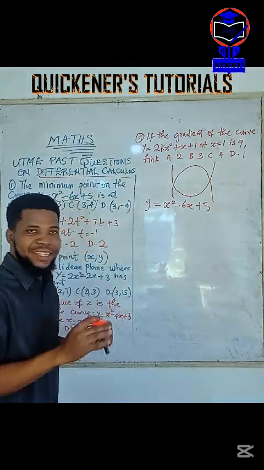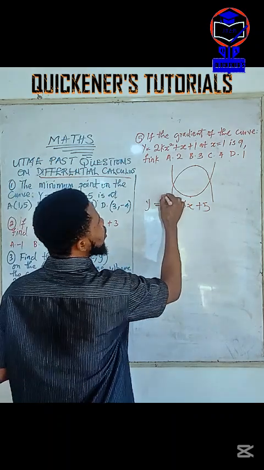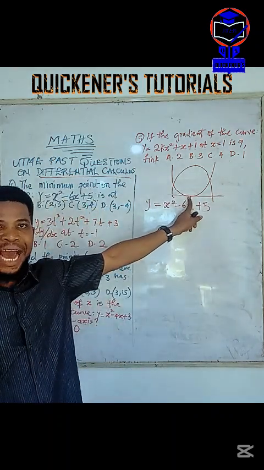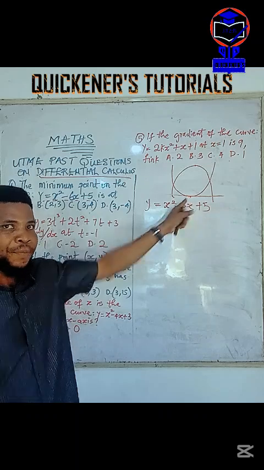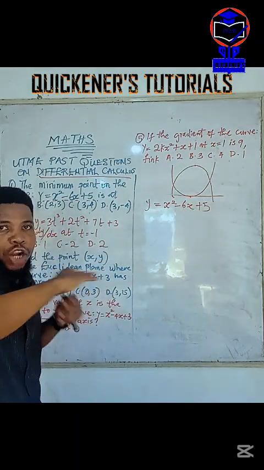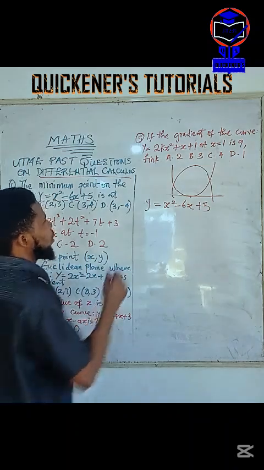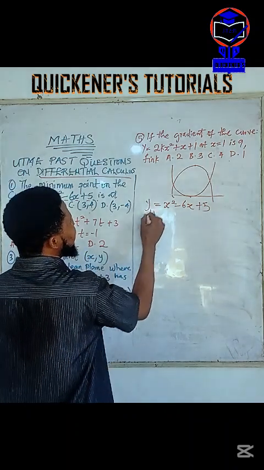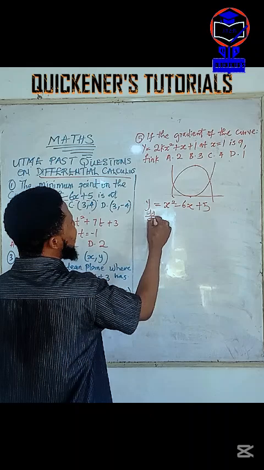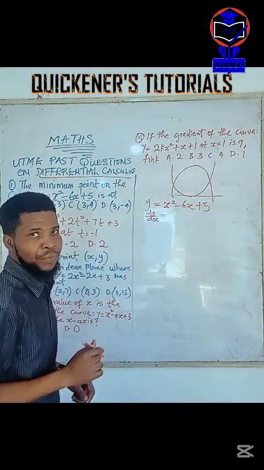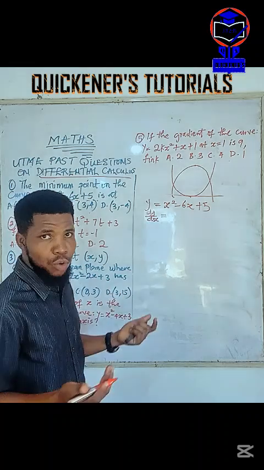So, what is the tangent? The tangent is the straight line at that curve, that point, okay? At that point, it is horizontal, so the gradient is 0. I don't know if you understand me. So, the gradient, which is dy/dx, is 0. So let's differentiate this. And now, to differentiate, you apply the formula.